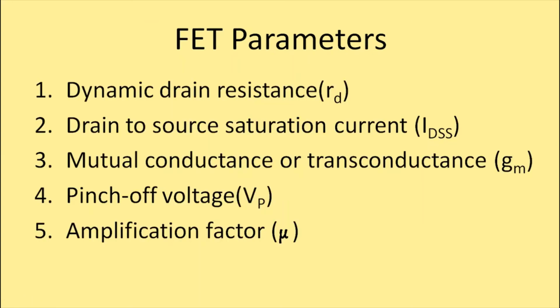Next, we move to the parameters of FET. Here, you would mainly study 5 parameters, that is dynamic drain resistance represented by RD, drain to source saturation current, which we have discussed already in the operation of FET, that is IDSS, and mutual conductance or transconductance represented by GM. The next is pinch off voltage, VP. This also we had discussed during the first video of mine, that is in the operation of FET. And the last one is amplification factor. Now we will see each of these in detail.